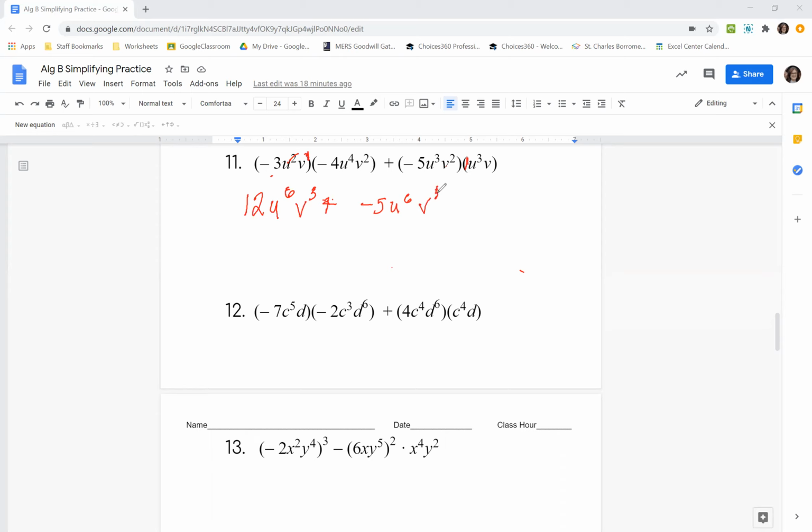Okay, now let's see if we can add these two terms together. We can only combine them if they're like terms. Remember, like terms have the same variable raised to the same power. So they both have u to the 6th and v to the 3rd. So they are like terms. 12 plus -5 is the same thing as saying 12 minus 5. So I have 7. When you combine like terms, the variables and exponents stay the same. And I'm done. Okay, 12, once again, very similar, guys.